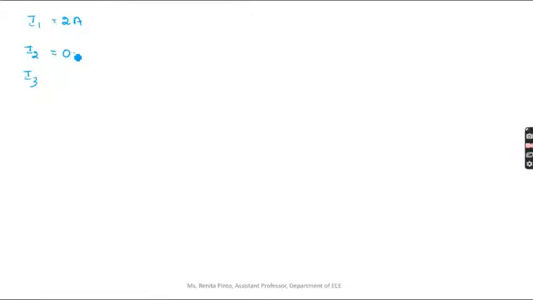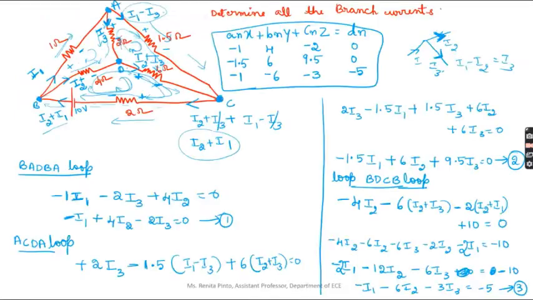So I2 I will get it as 0.5 amps. And I3 I will get it as 0 amps. So now in this problem, if you see, they have given you determine all the branch currents. That means I have to mention the currents in each of the branches. Now whatever I have got is I1, I2 and I3.